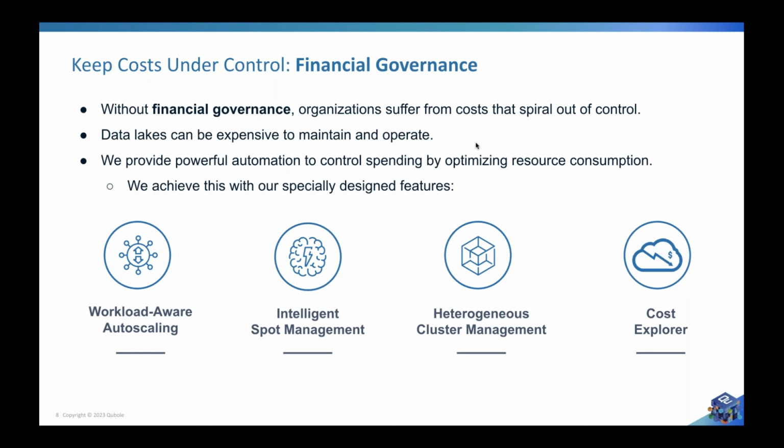So basically, what are the tools available with Qubole to make sure that the cost is kept under control? We have something called workload aware auto scaling. Most of the auto scaling that we might have seen is hardware-based, where the auto scaling happens based on CPU usage or memory usage. But Qubole added one more layer, which is workload aware auto scaling, where the auto scaling happens not only based on the hardware parameters, but also the SLA of the job itself.